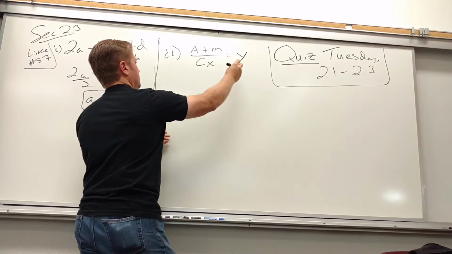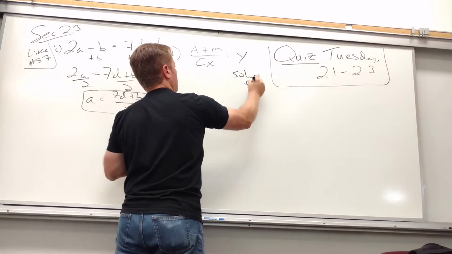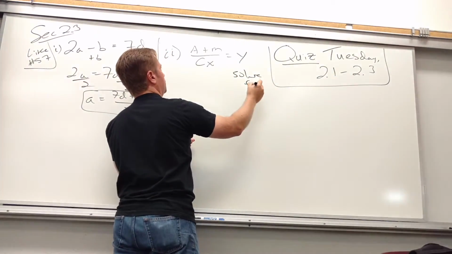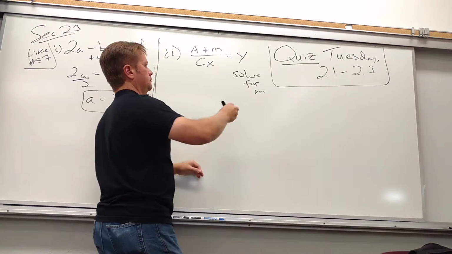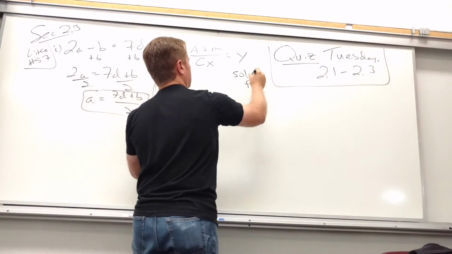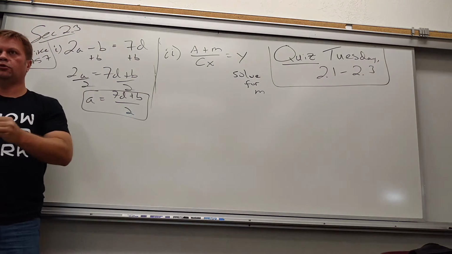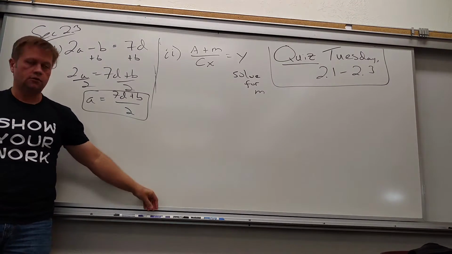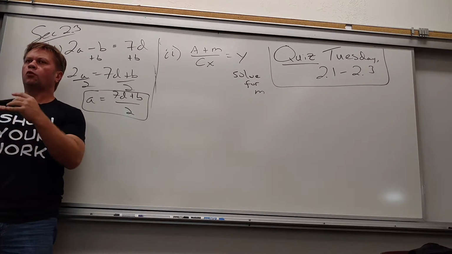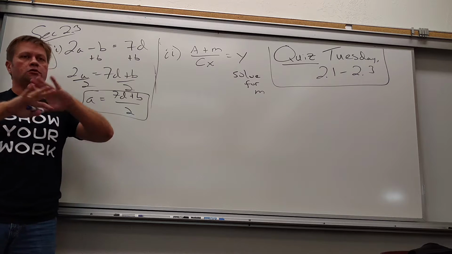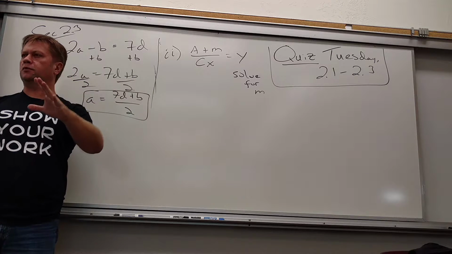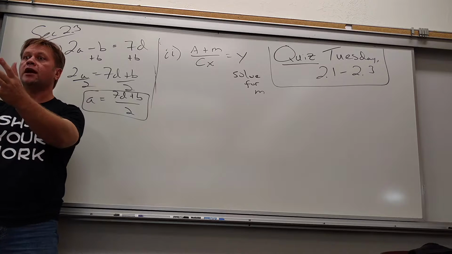I like it. Solve for M. So what's the worst part? The fact that there's no letters is bad, but what makes it even worse beyond that? There's a fraction in the damn thing.